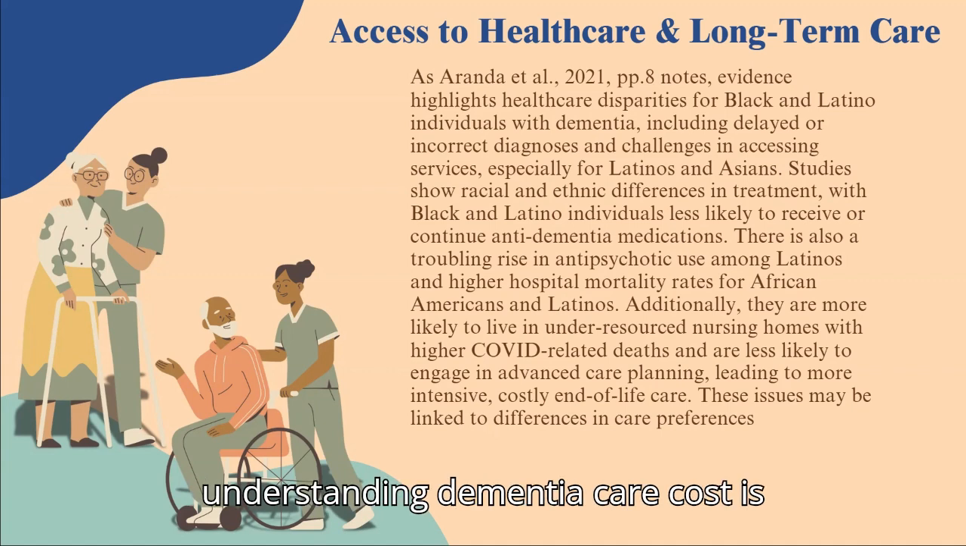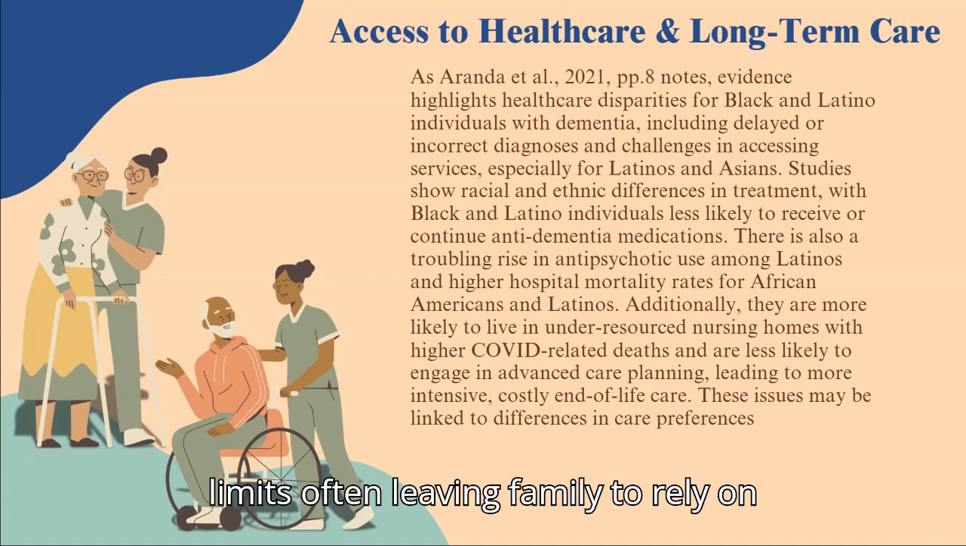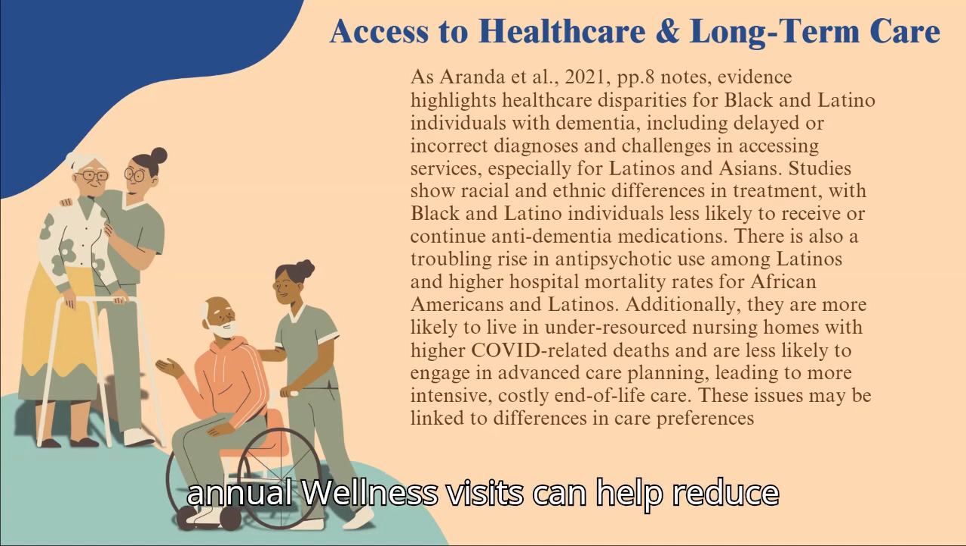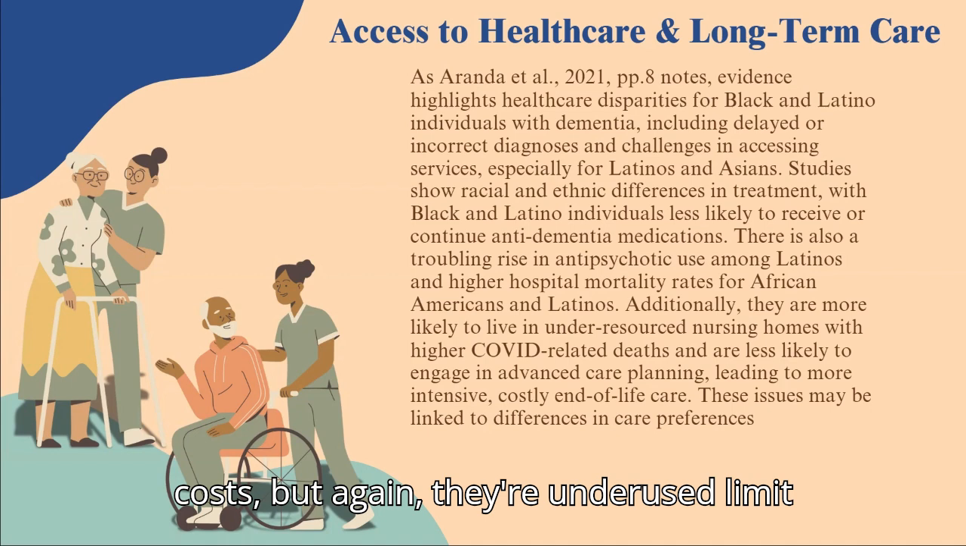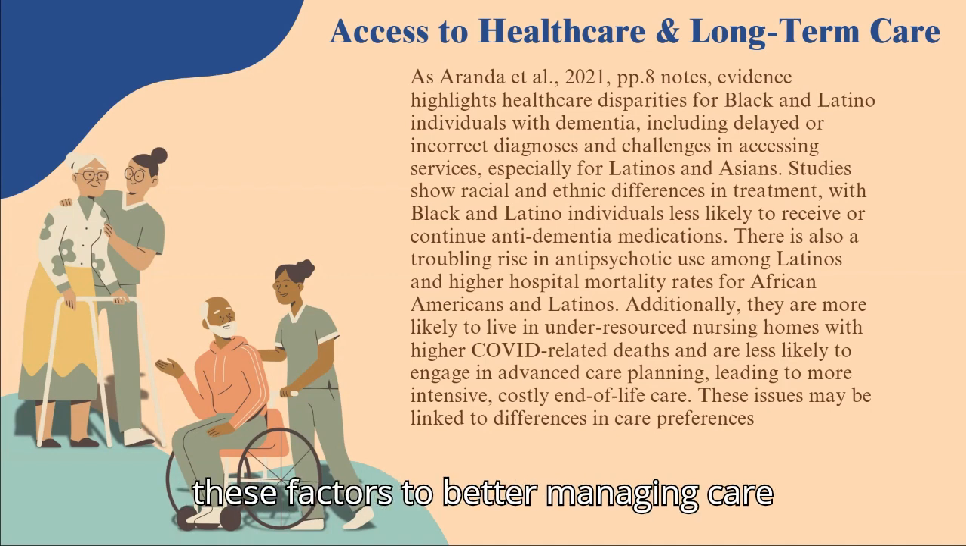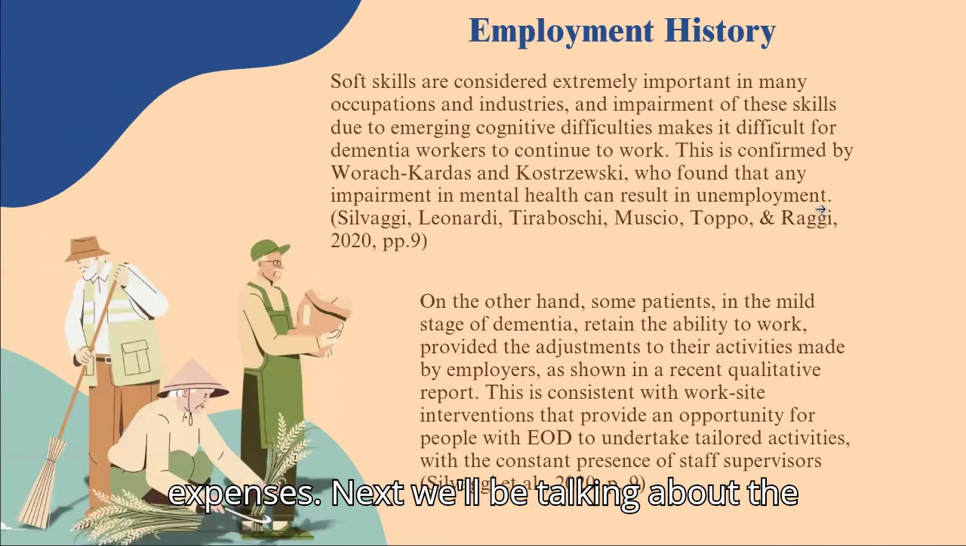10. Now, understanding dementia care costs is essential, as Medicare and Medicaid have limits, often leaving families to rely on their personal savings. Programs like annual wellness visits can help reduce costs, but again, they're underused, which limits savings, making it crucial to recognize these factors to better manage care expenses. Next, we'll be talking about the employment history.